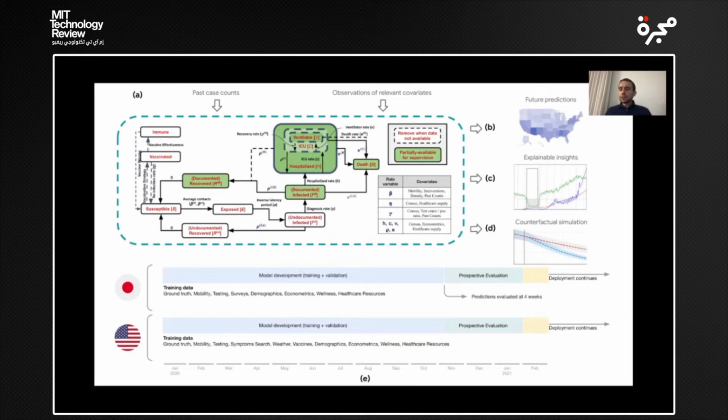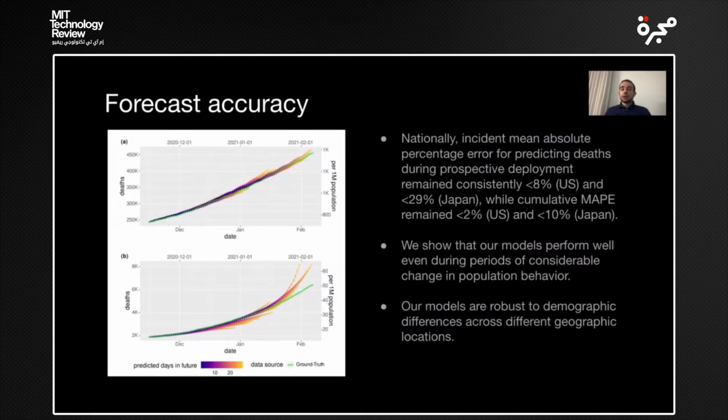So you can see our timelines here that we had more than 2 months for prospective evaluations to get statistically significant performance metrics on our proposed models. And the performance of our models is presented here. So during this prospective evaluation period, we have demonstrated that our models can achieve a very low amount of error both in the US and Japan.